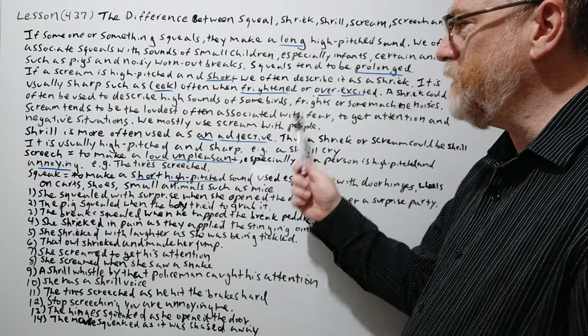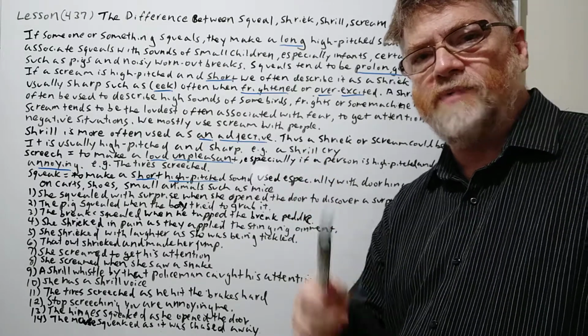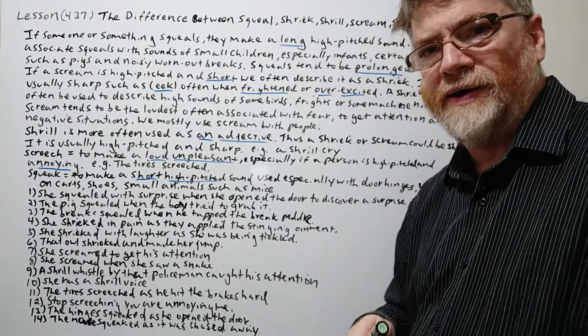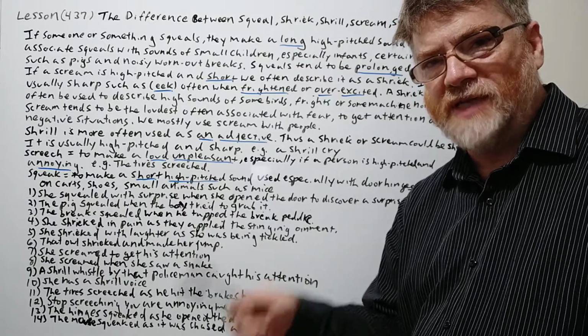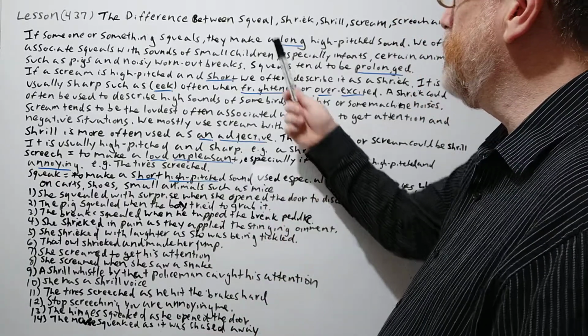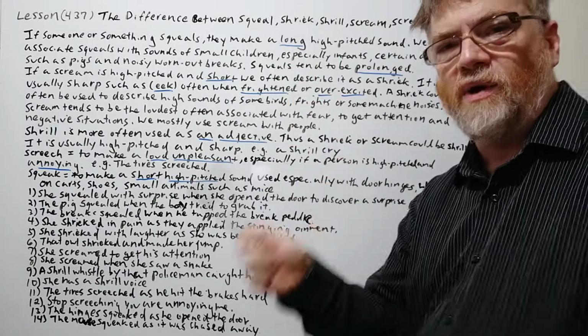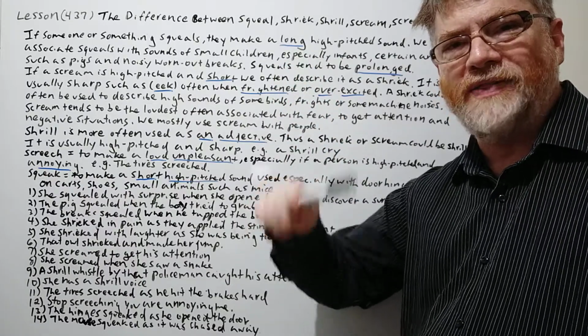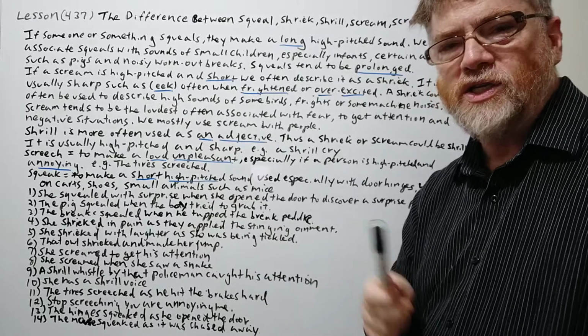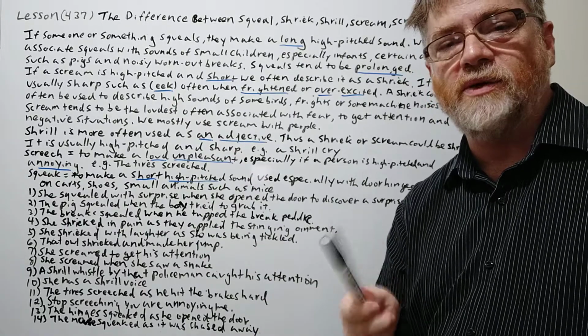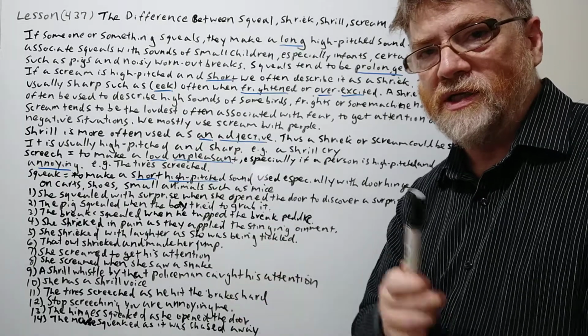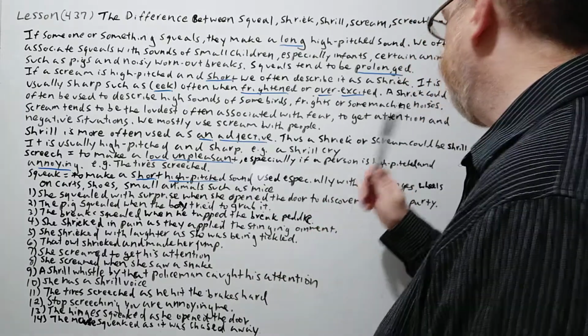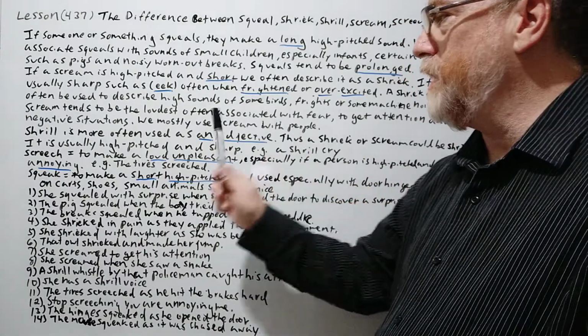And again, when we say scream, we're not emphasizing so much on describing the type of sound. With squeal and shriek, you're really focusing on the high-pitched sound. Scream is not necessarily doing that. It's a more general term. Okay, good.